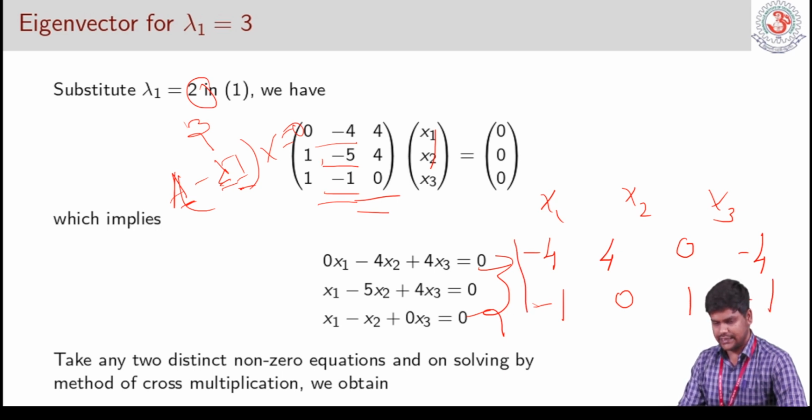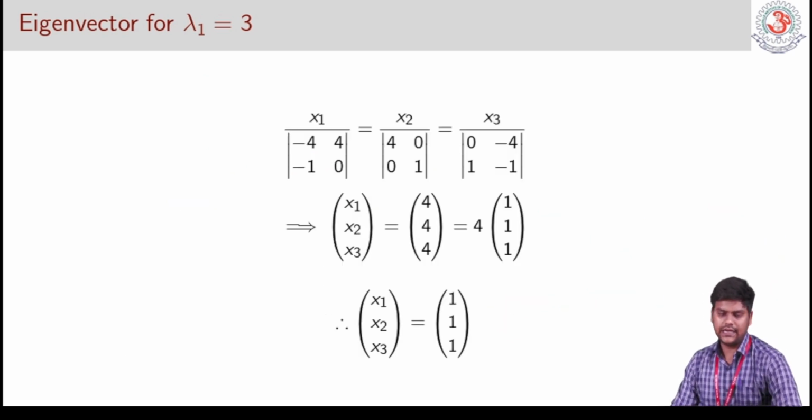If you take the determinant of this matrix, we'll get the x1 value. If you take the determinant of this matrix, we'll get the x2 value. If you take the determinant of this matrix, we'll get the x3 value. So see here, this is the x1 determinant, x2 determinant and x3 determinant.